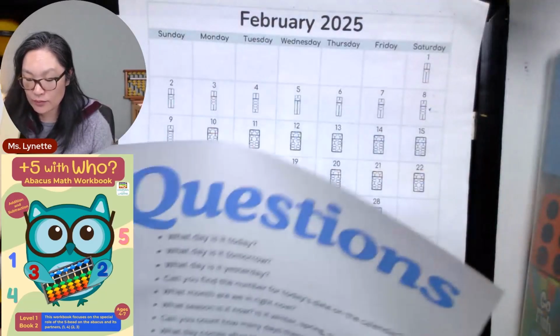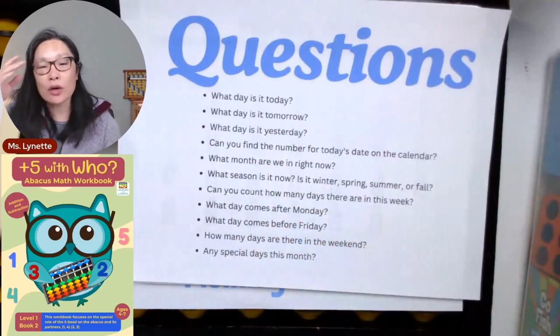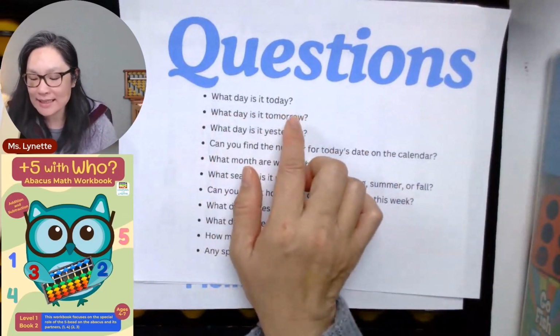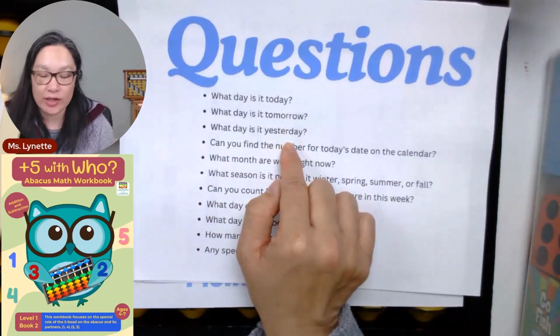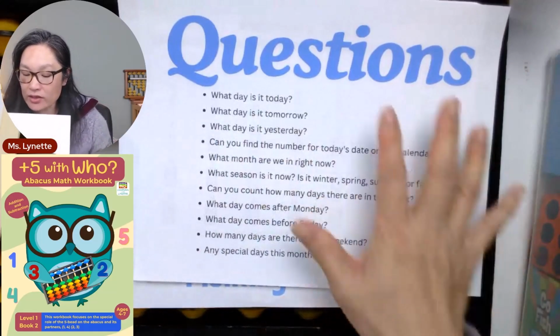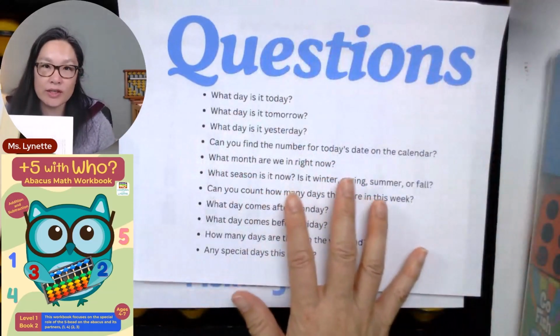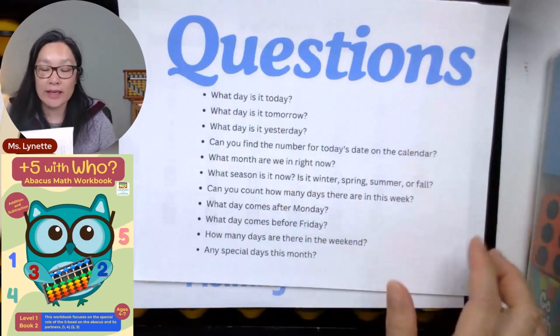Along with it come questions just to help out, like prompting questions, if you want to ask the children: what is it today, what is it tomorrow, what day was yesterday, and can you find today's date. So these are prompt questions to help parents and teachers ask kids how to read the calendar.